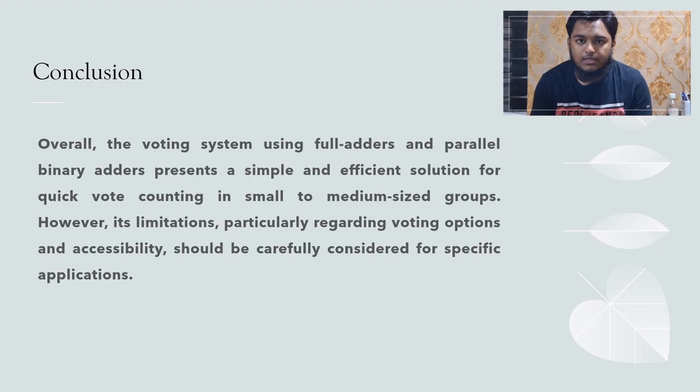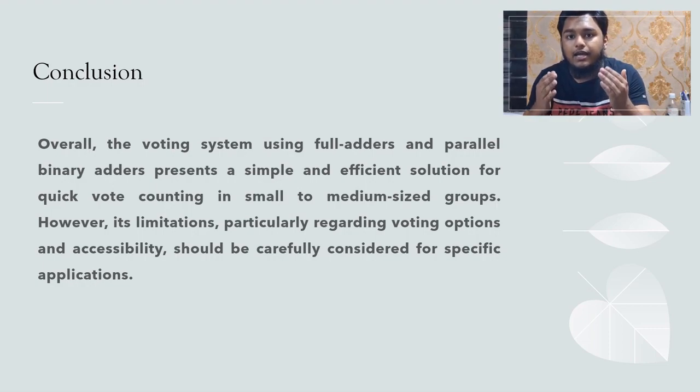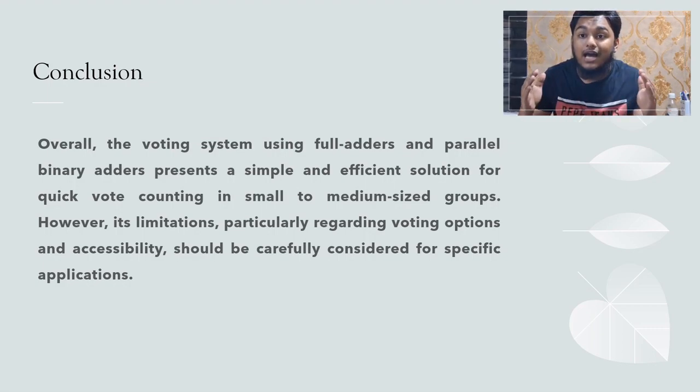Now the conclusion. Full adders and parallel binary adders are used in voting systems to efficiently tally votes. Each candidate is assigned a binary value and the parallel binary adders sum up the votes in parallel, speeding up the process. This approach offers advantages like simultaneous processing and integration with digital systems, but requires complex hardware design and security consideration. Scalability may also be a concern for larger elections.